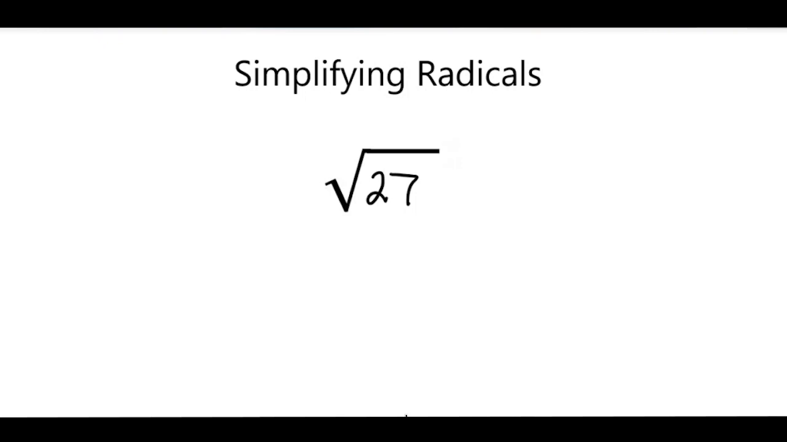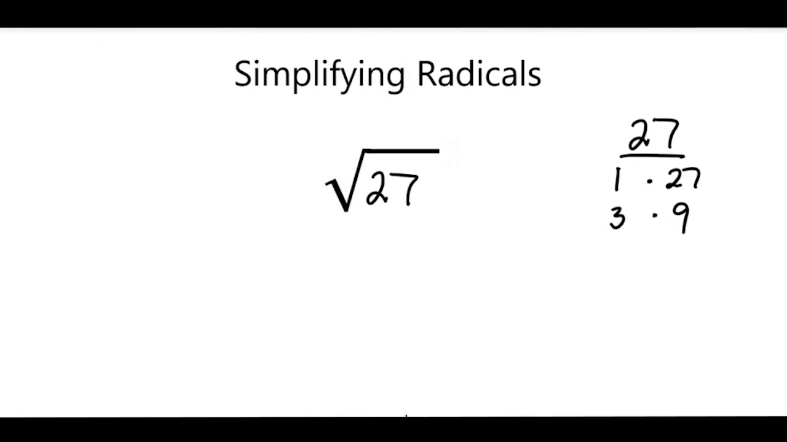How about 27? Do you know the square root of 27? Well, I know the square root of 25, and I know the square root of 36, but I do not know the square root of 27. So what I will do is find the factors of 27. So the factors of 27 are 1 and 27, and 3 and 9. That's about all I know.